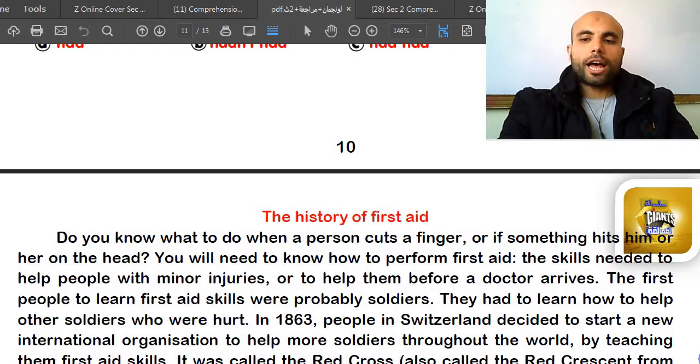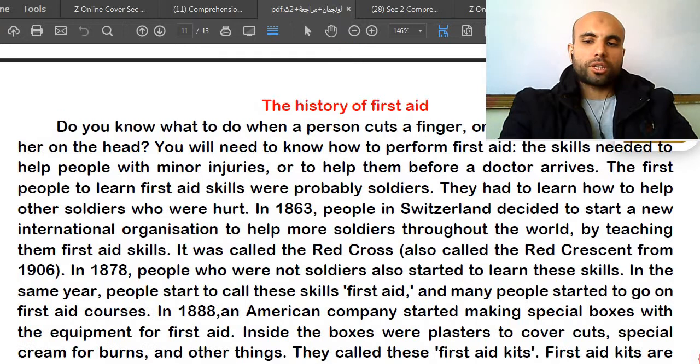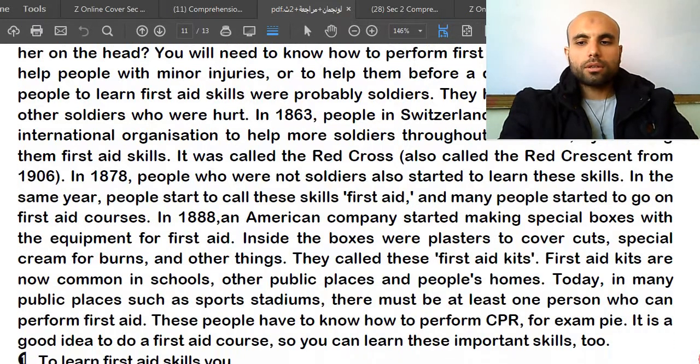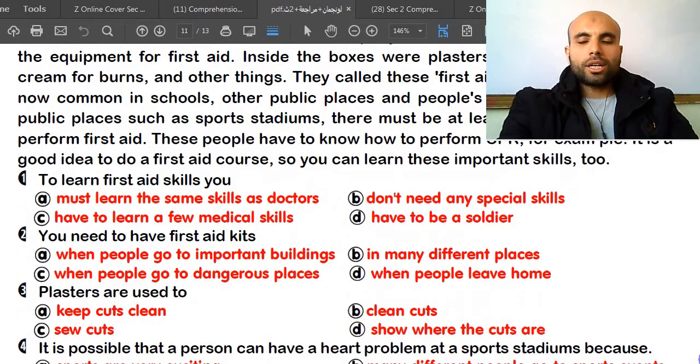At the beginning, you have to move to the questions first and read the questions. Through reading the questions, you know the topic, the main topic of the comprehension, and it will be easy to answer the questions. So number one, to learn the first aid skills, you space. A, must learn the same skills as doctors. B, don't need any special skills. C, have to learn a few medical skills. D, have to be a soldier.